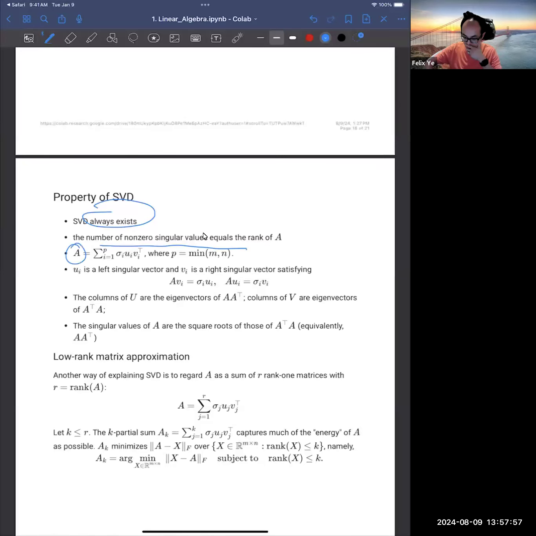We can rewrite this matrix in the form of a sum over i from 1 to p of sigma i, u i, v i transpose. So this is summing them together. U i is called the left singular vector, and v i is the right singular vector. You can think of A times v i equals sigma i u i, that's by definition of the right singular vectors. And A transpose times u i equals sigma i v i, which is the left singular vectors. So these are the two relations.